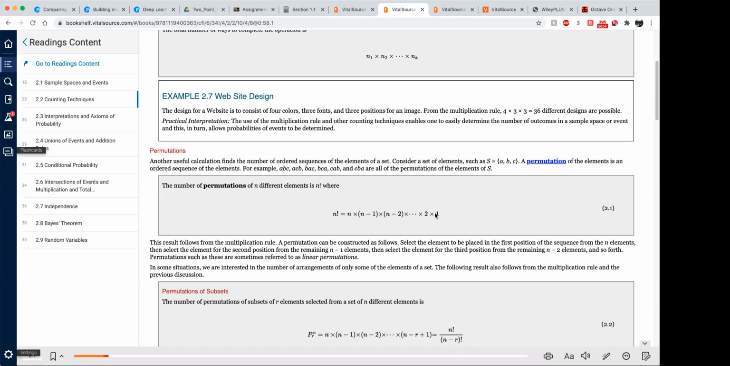So for permutation, we want to figure out the number of permutations of n different elements. That's going to be n factorial. What's n factorial? The definition of n factorial is n times n minus 1 times n minus 2 times through 1. Keep that in mind.